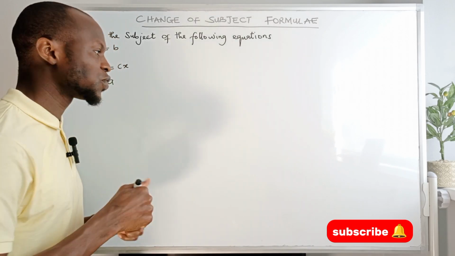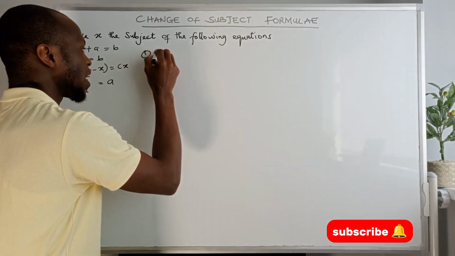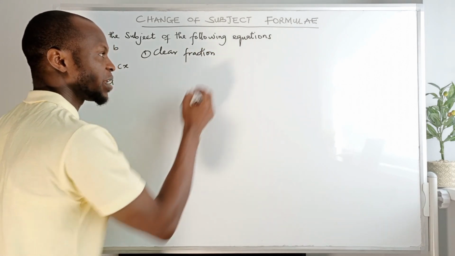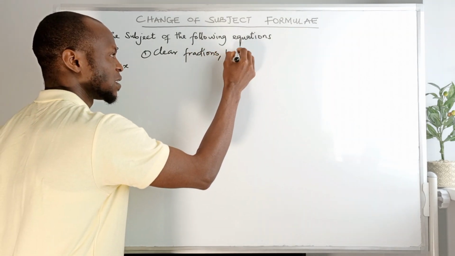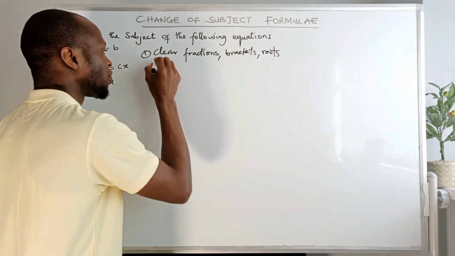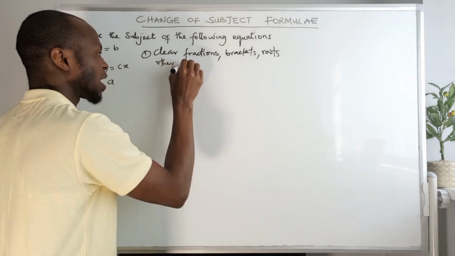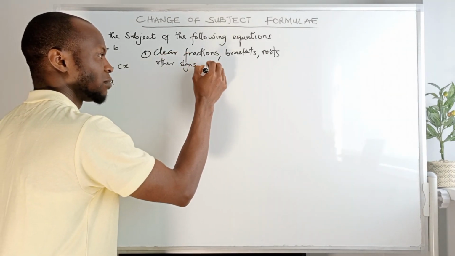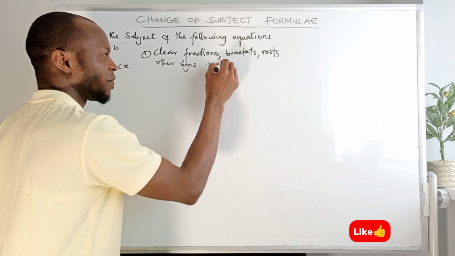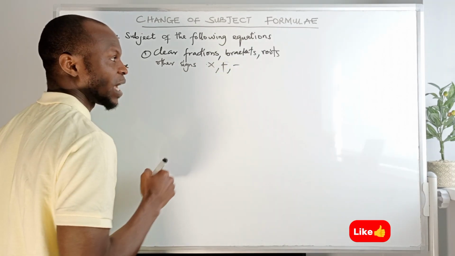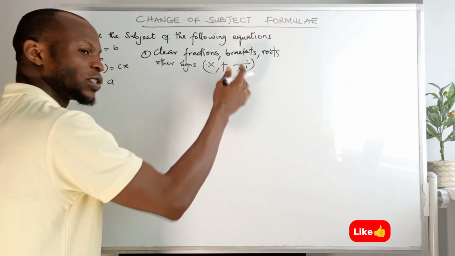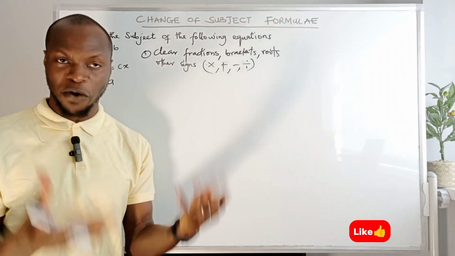The first thing is to clear your fractions. If there are fractions in the formula, you need to clear them. You need to remove brackets. You need to remove roots. And you need to remove other signs. The other signs that can be present in a formula are multiplication signs, addition signs, subtraction signs, and so on. So all these signs, division signs also, you need to remove all the signs from a formula.